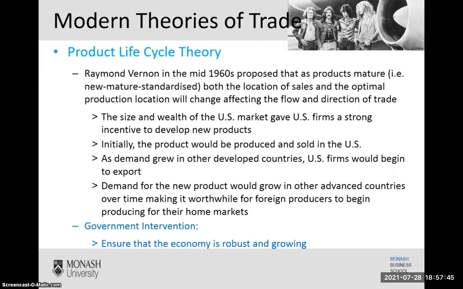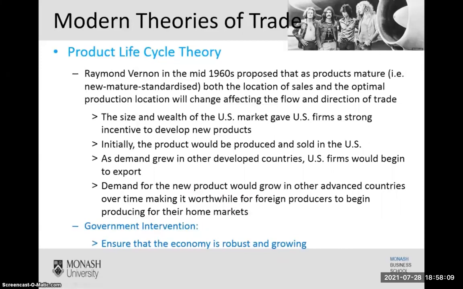In terms of what he believed the role of government was in that process, he argued, on a very simple level, that they needed to ensure that the economy was robust and continued to grow, certainly within the US to support that demand for these new products, and then even on a global scale to support foreign production and exporting on that international level.